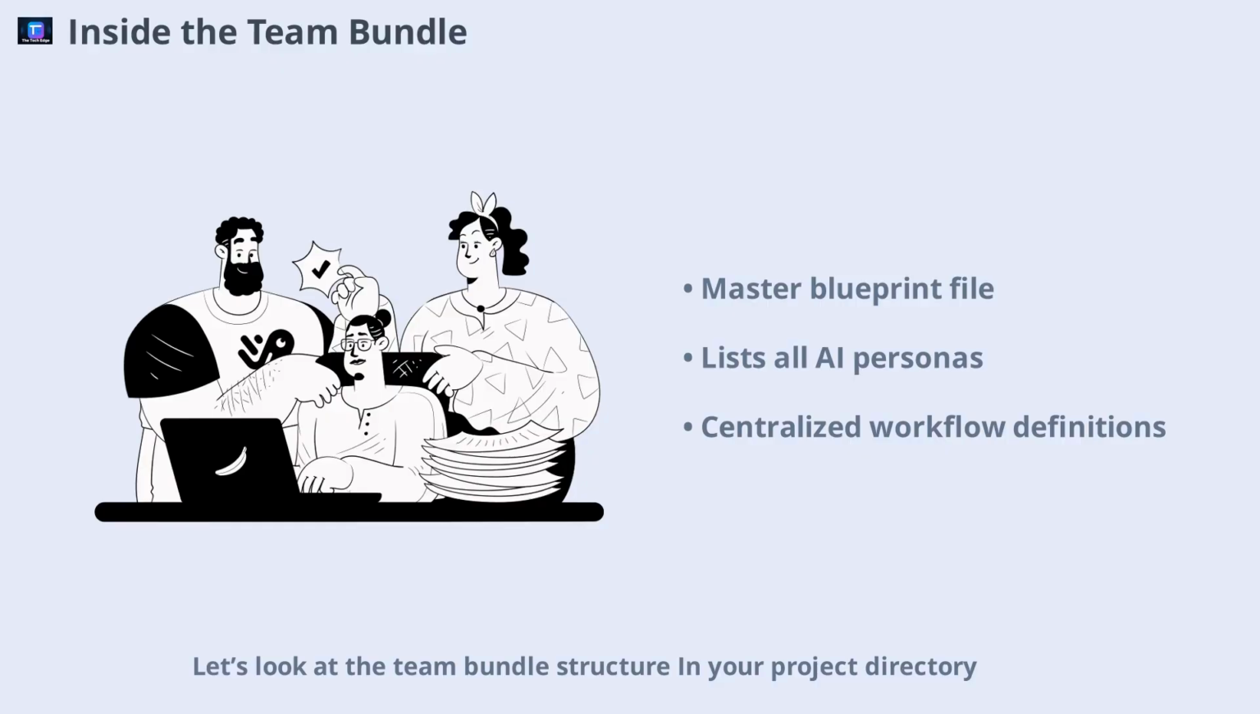Let's look at the team bundle structure. In your project directory, you'll find files like teamfullstack.txt. This file acts as a master blueprint, listing all available AI personas, their roles, and when to use each one. It also includes workflow definitions and resource management instructions. By organizing everything in one place, the BMAD method ensures your AI team is always ready and knows exactly what to do for any given task.